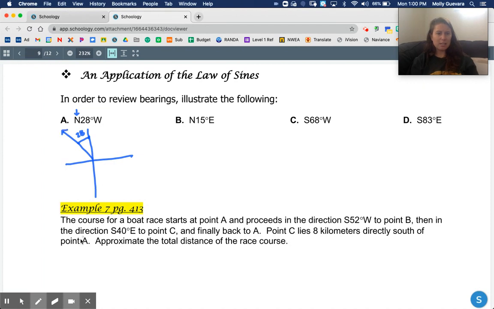28. So that would be your bearing. For B, it's north, and then you're going to go 15 degrees east. So this right here could be 15. For C, you're starting on the south, and you're going west, and you're going 68 degrees west. So this right here would be 68.